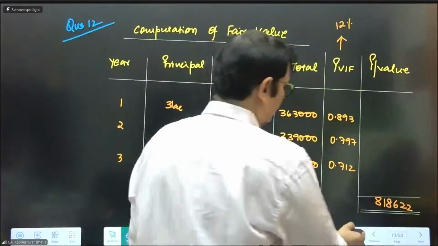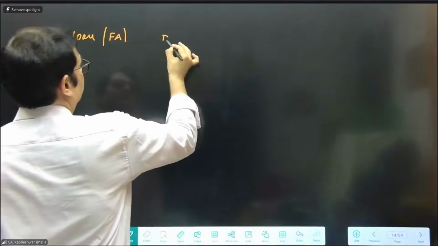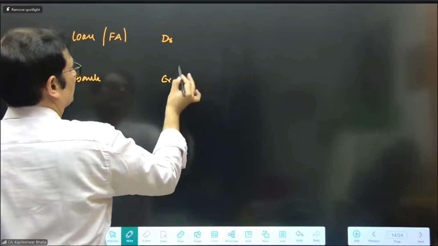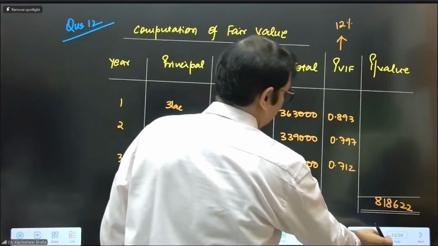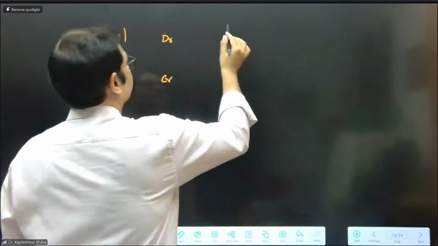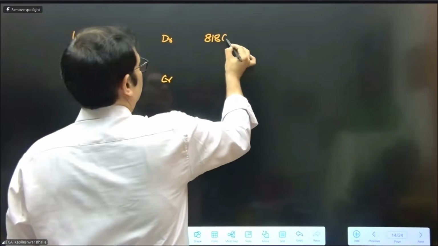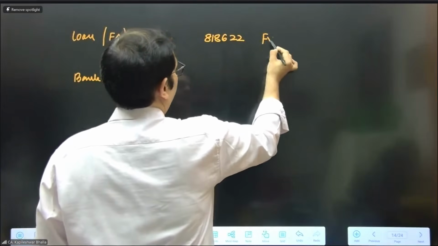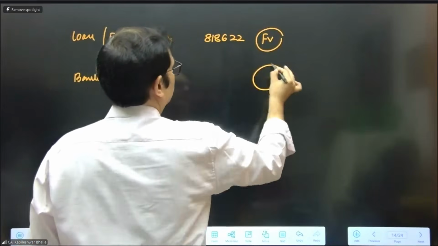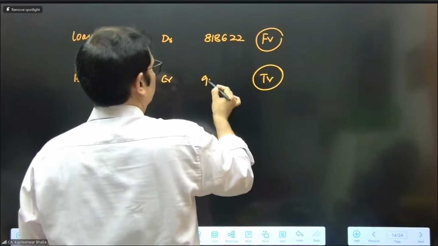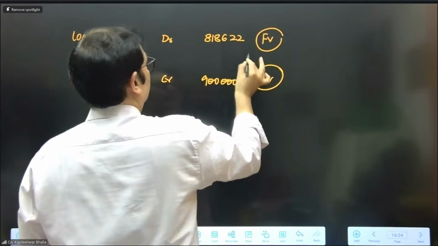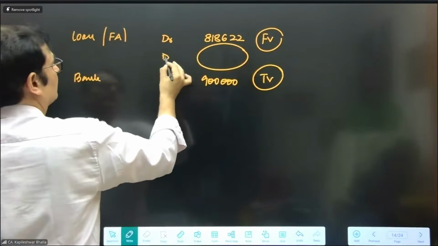Okay, so let's now look at the entry. So this is going to be loan, that is financial asset in the books, and the bank gets a credit. So the fair value of the loan is 818,622. That is the fair value. And this is the transaction value, which is 9 lakhs. And we get the balancing figure.